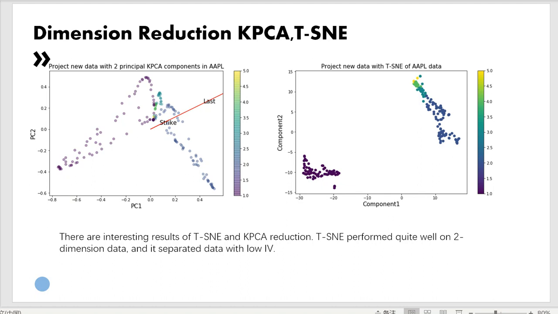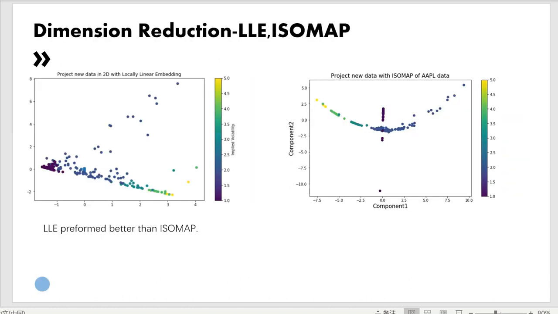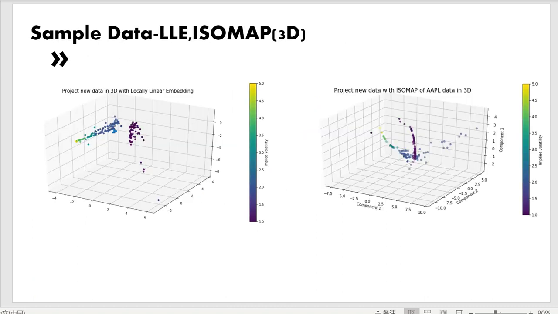And we can see the result of LLE and ISOMAP. LLE did pretty well on the sample data. It shows a trend of data by implied volatility. However, ISOMAP performs not so well on those data. We can see that KPCA and TSNE perform better on dimension reduction on sample data, but TSNE is not as stable as KPCA.